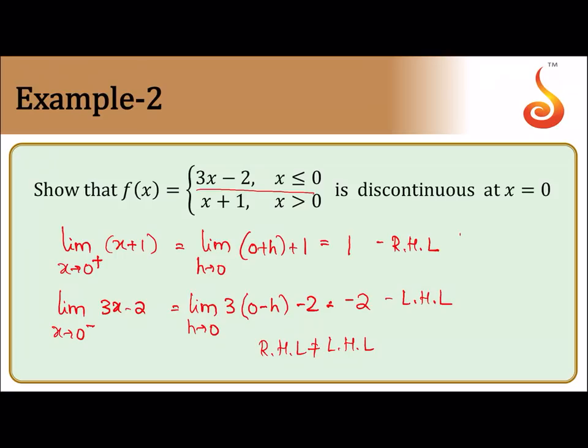So the right hand limit is not equal to the left hand limit. You ask which is the value of the function. You have to take this one, because the equal to sign is given here. So f of 0 we write as 3 into 0 minus 2, which is equal to minus 2. So what we observe here is the left hand limit is equal to the value of the function, but it is not equal to the right hand limit. Therefore, the function is discontinuous.